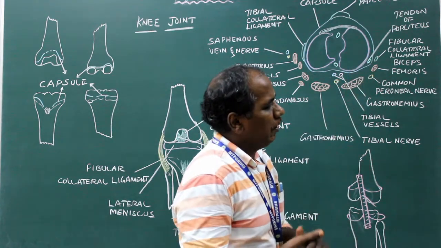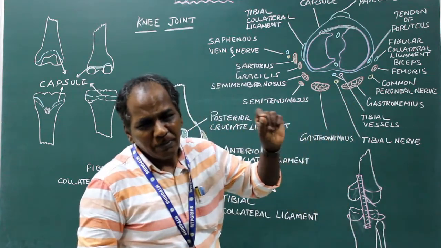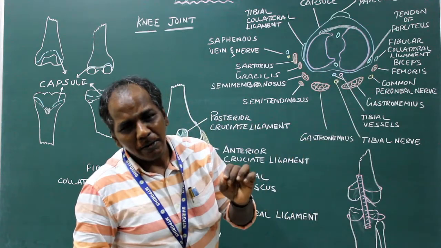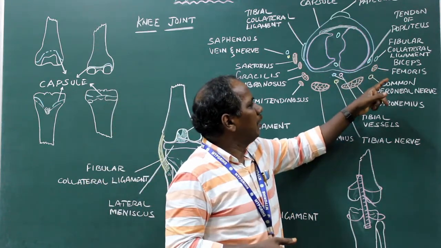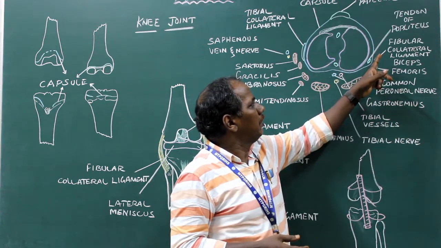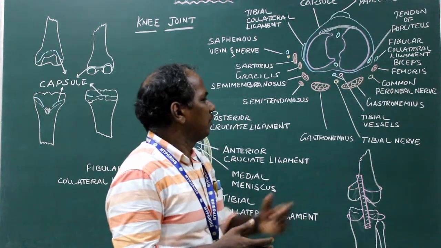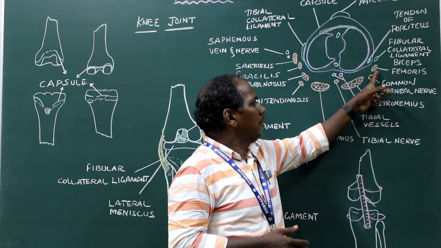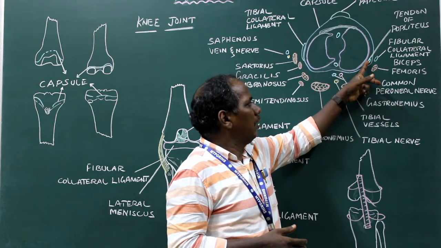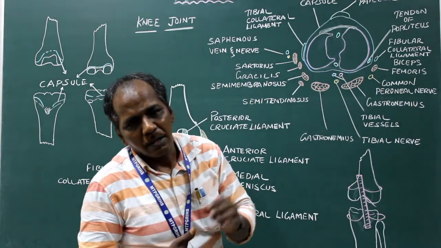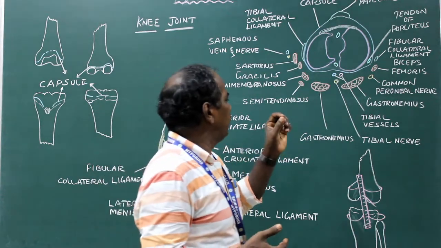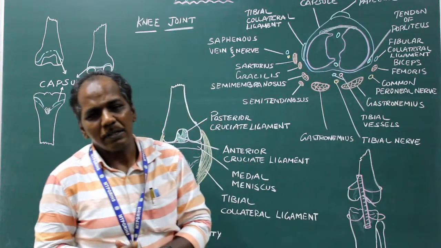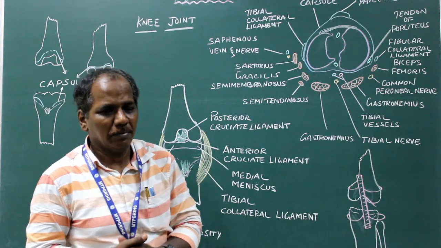Posterolaterally, it is related to the tendon of popliteus, which is intracapsular, and the tendon of biceps, which is outside the capsule. So this is the tendon of popliteus, this is the tendon of biceps femoris. It is outside the capsule, this is inside the capsule. And one more structure is the common peroneal nerve. So this is the common peroneal. So these form the posterolateral relations. So these are the relations of the knee joint.